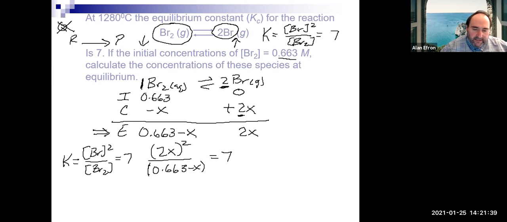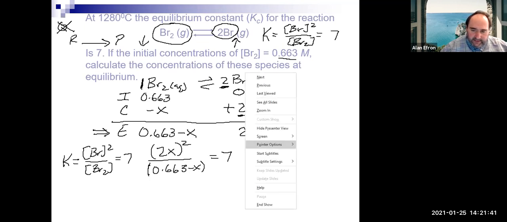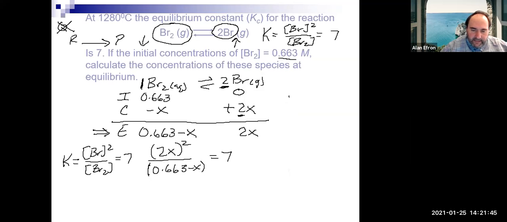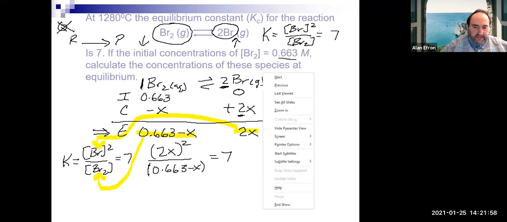So all I did at this point, just so we're clear, is I took everything on my equilibrium line here and basically put it into my equilibrium expression. So I basically just pop those guys into there. Any questions on that so far?